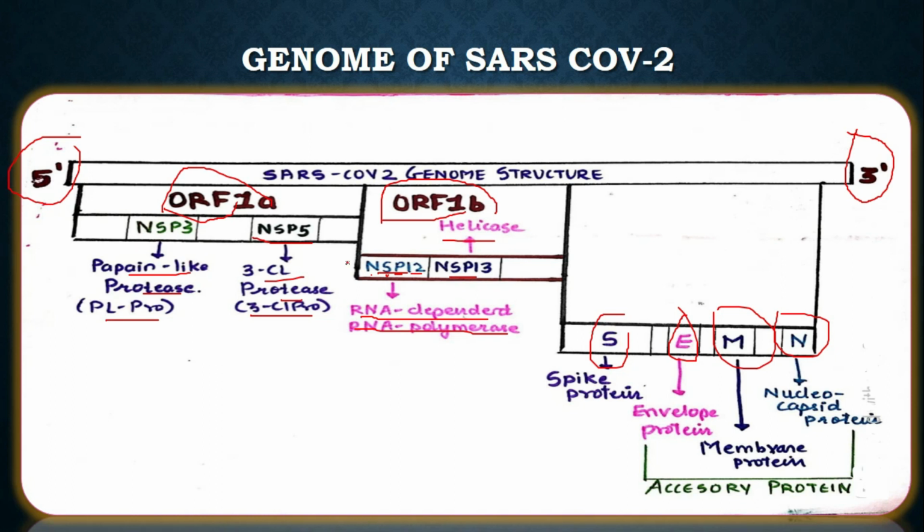Now these all are non-structural proteins, and the rest of these four are the structural proteins. Spike protein, envelope protein, membrane protein and nucleocapsid protein are the structural proteins. And structural proteins are involved in receptor recognition, virus attachment, penetration, membrane fusion and virion assembly.